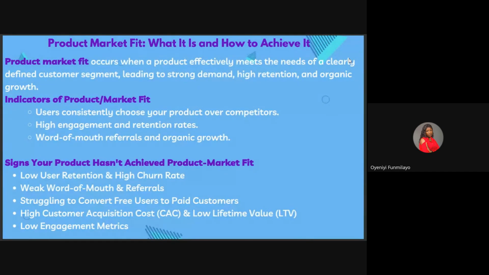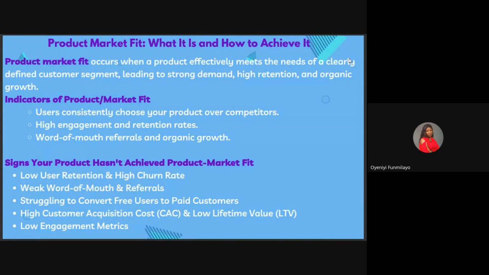Then high customer acquisition cost. That means maybe you use ads to get these customers. And then, of course, you'll be able to get them. Maybe you're able to get 1,000 new users to sign up on your product, but they're not even staying with your product. That means that your product has not achieved market fit.